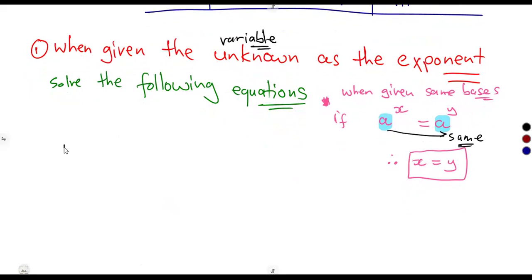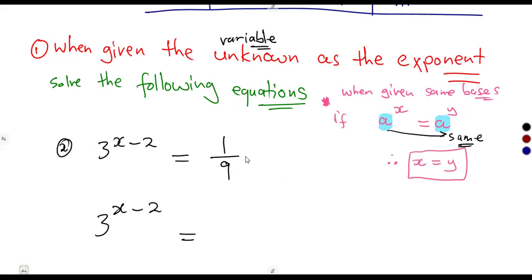Let's say we are given, I'm just going to consider another question. Let's say we are given 3 to the exponent of x minus 2 is equal to 1 over 9. All right, so we are solving for x. So guys, look at this 3. It is already in simplest form, so leave it like that. 3 to the exponent of x minus 2 is equal to 1 over 9.